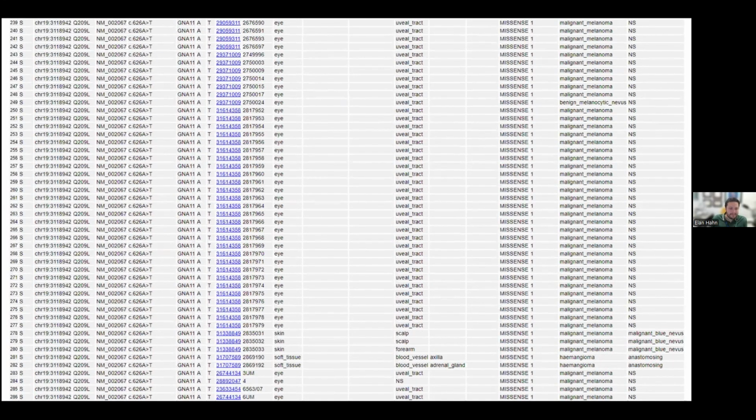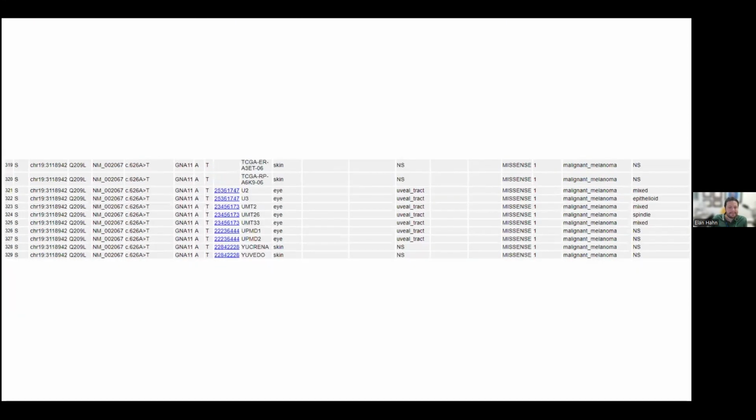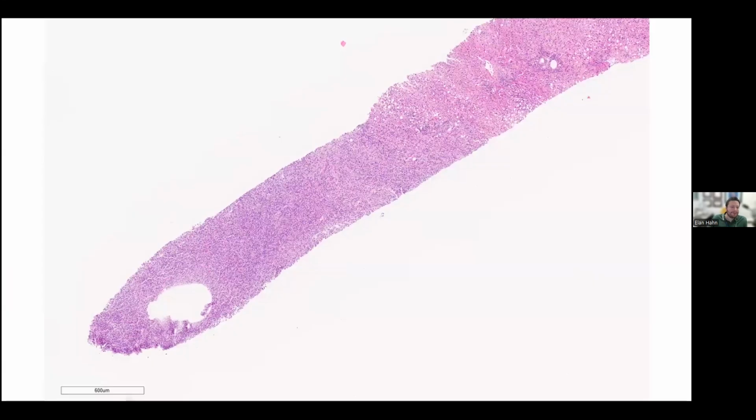predominantly uveal, and anastomotic hemangioma in a couple of cases. So there's a lot to go through, but this spindle cell lesion. So, okay, let's confirm what we saw.